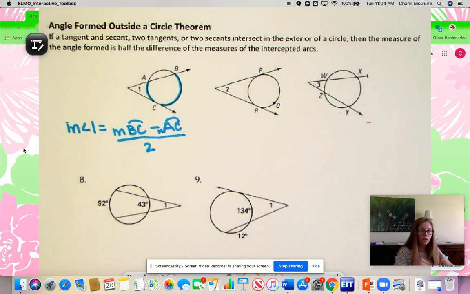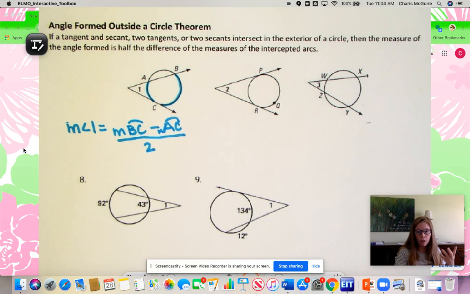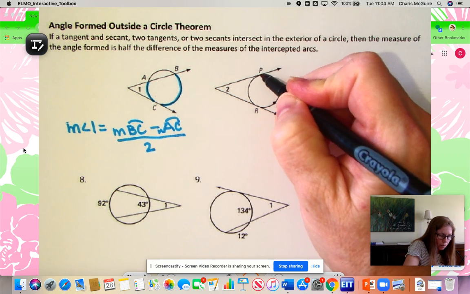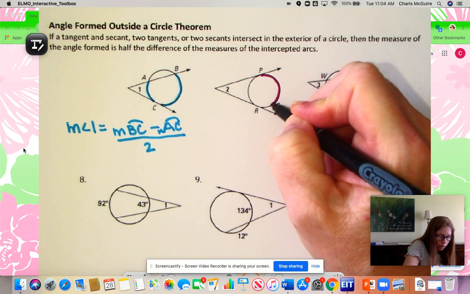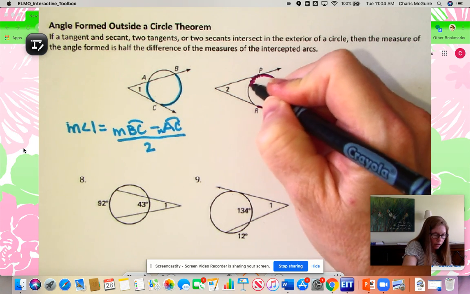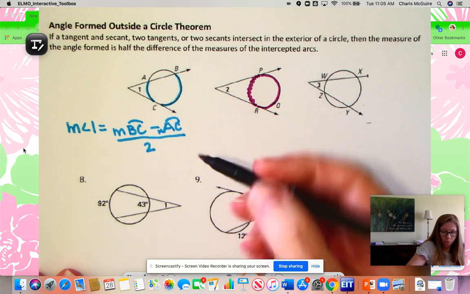Here, this is an interesting problem, and this problem with the two tangents is going to bring you some extra challenges, and we'll do one of those today together. You're going to notice that the bigger arc PQR, together with the smaller arc, take up the entire 360 degrees, and that's going to help you out with some of your problems. But it's still the same relationship.